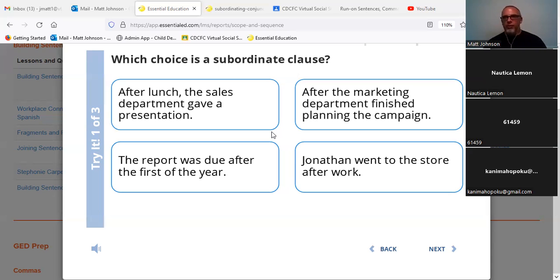But that second one, not enough information, not a complete idea there. So that's your difference. Independent clause, complete idea. Subordinate clause needs more information.